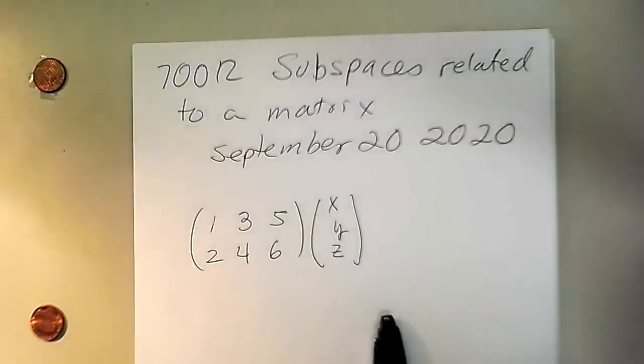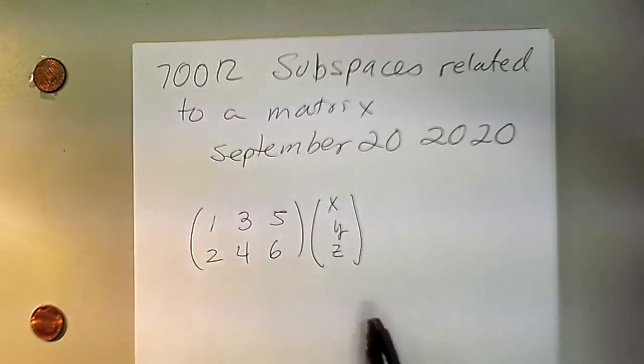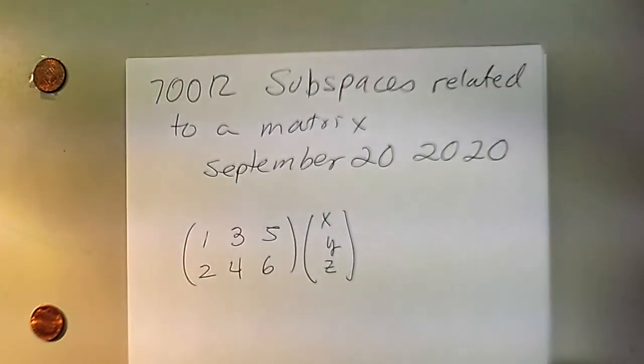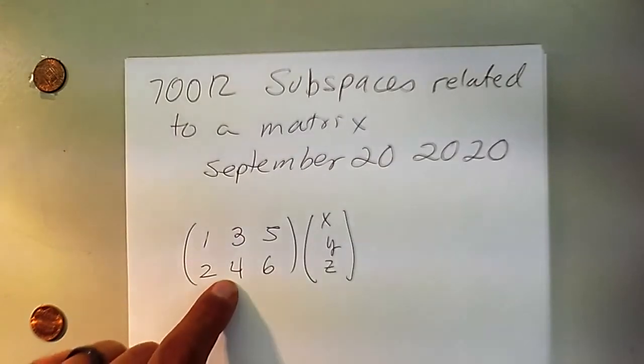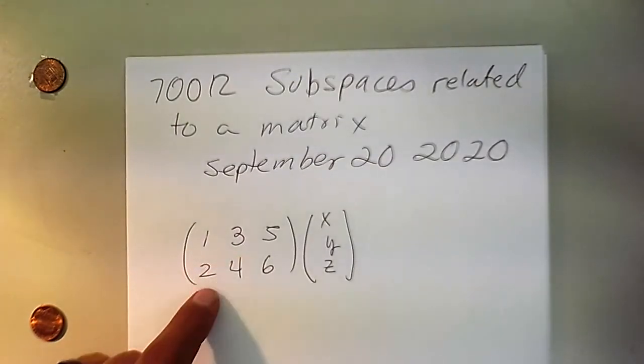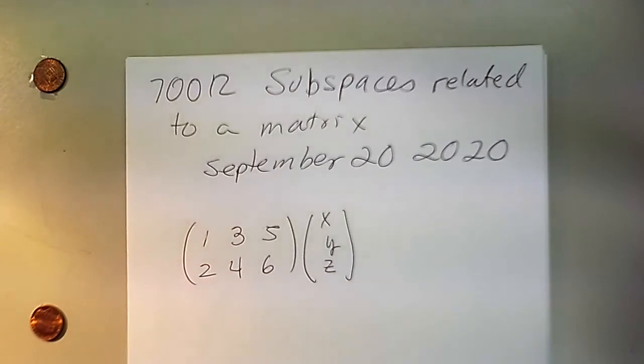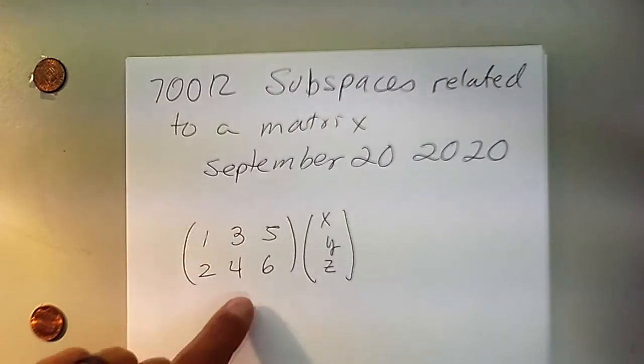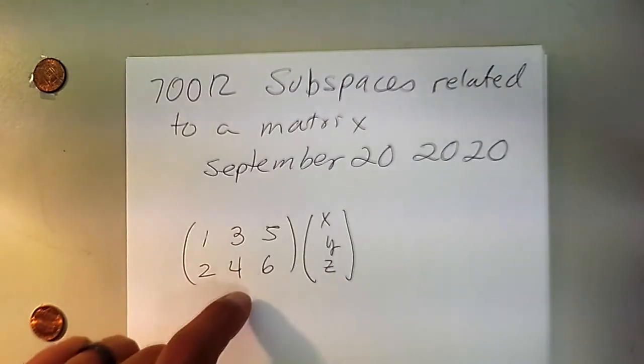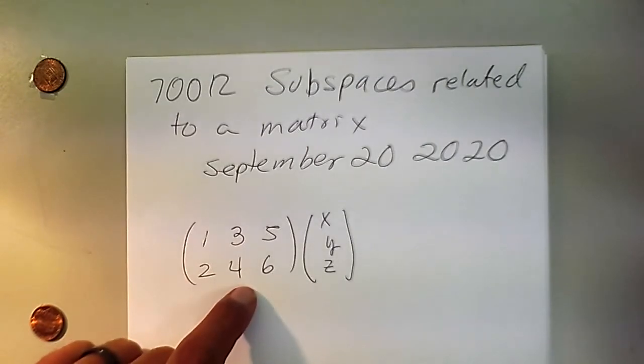Right, we're going to start by looking at some subspaces that are related to a matrix. Let's say we have this matrix 1, 3, 5, 2, 4, 6. There are some spaces that go with this matrix depending on how we define them.